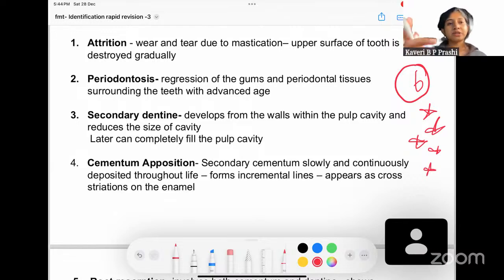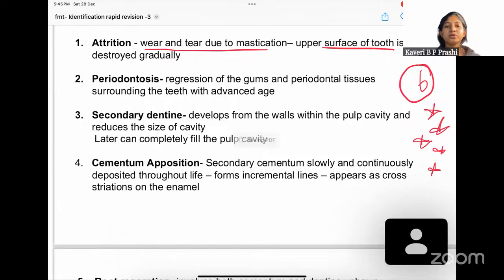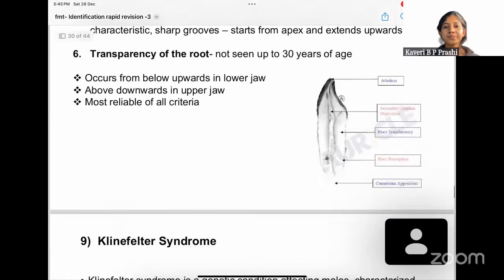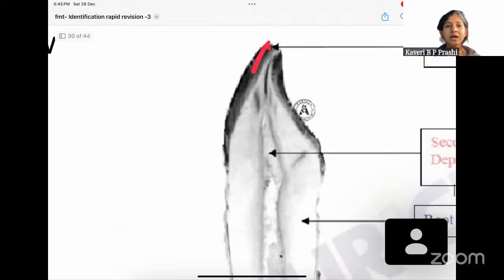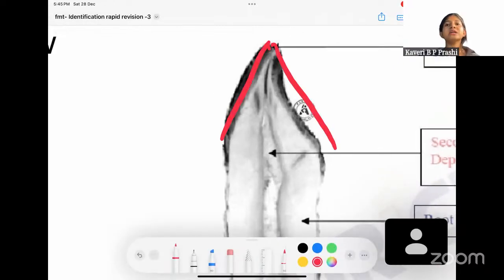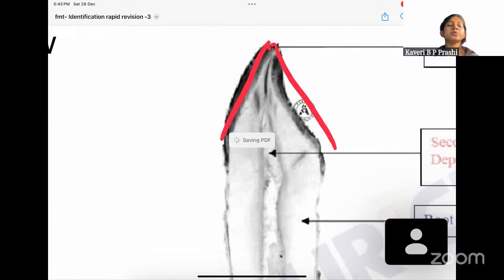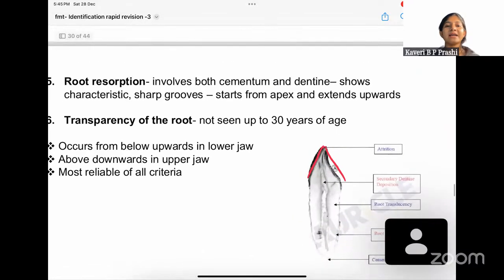Number 1, attrition. That is wear and tear due to mastication. Whenever you are continuously involved in chewing, there can be wear and tear in the teeth, especially the upper surface of the tooth, which is destroyed gradually. I have an image for you also to understand attrition. If you look at the teeth, this upper surface which undergoes wear and tear because of the process of mastication is called attrition.